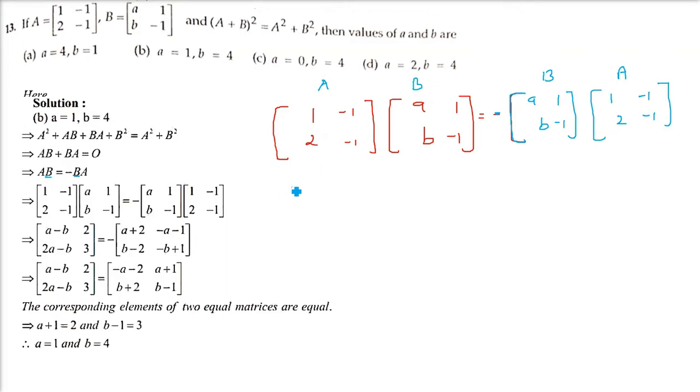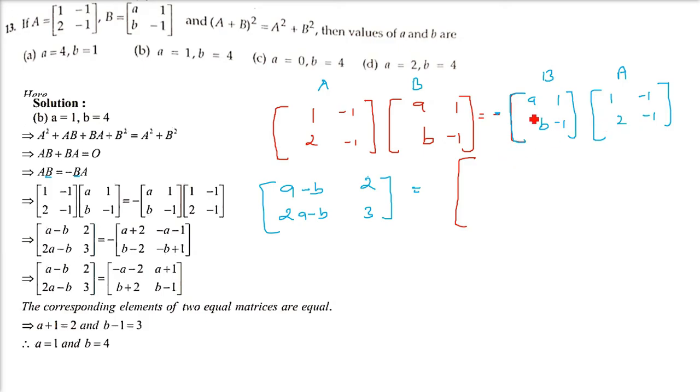So let us multiply. 1 into a is a. 1 into minus 1 into b is minus b. Then 1 into 1, 1. Negative 1, negative is positive. So you get 2. So 2 into a then. And minus 1 into b, minus b. So 2 into 1 and minus plus. So you get 3. This is the left hand side. Right hand side. Right hand side will be what? We'll do the negative later.